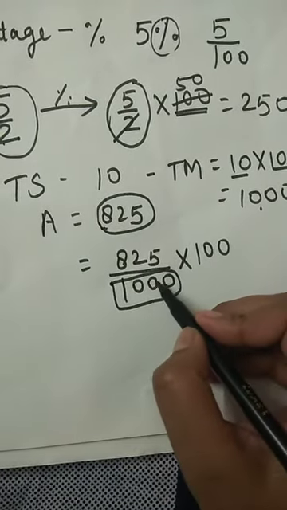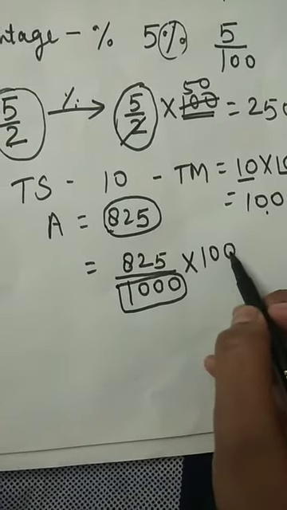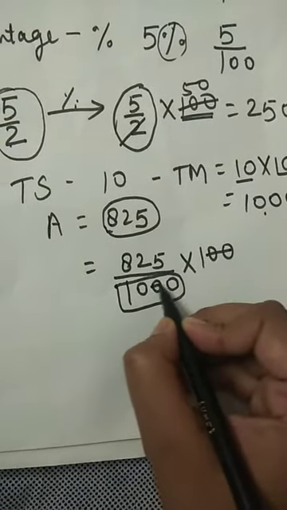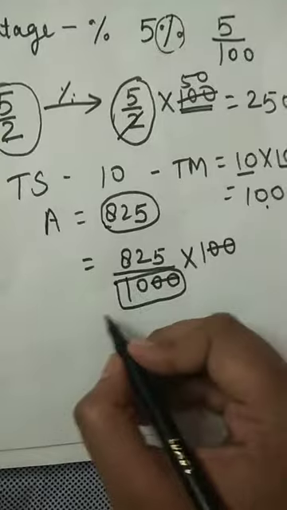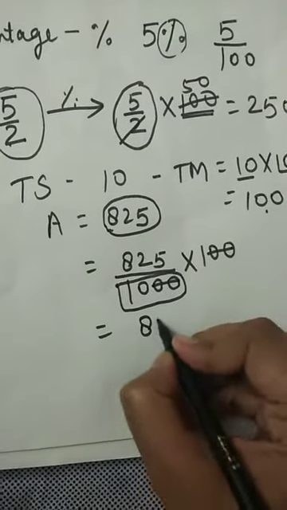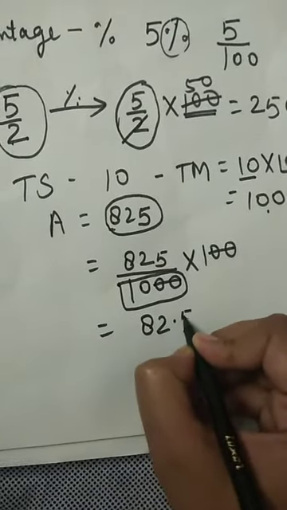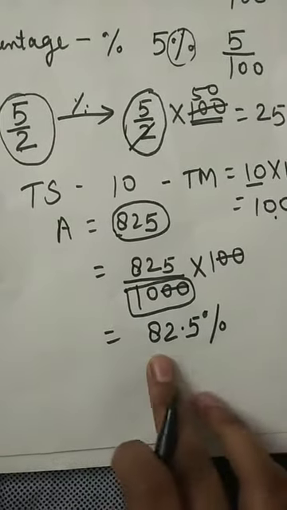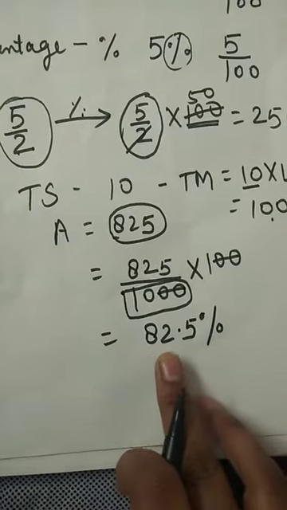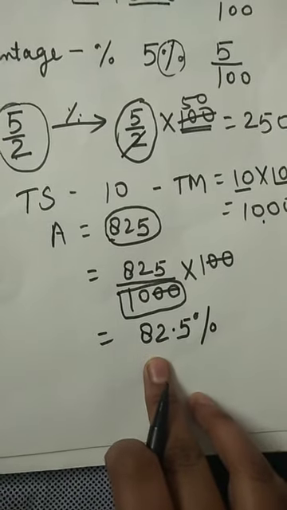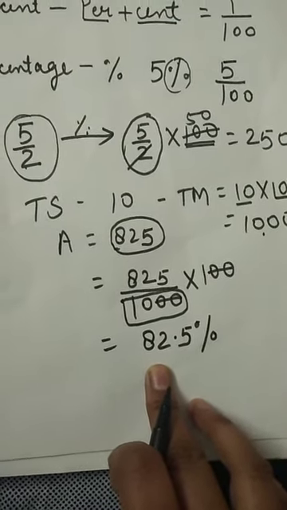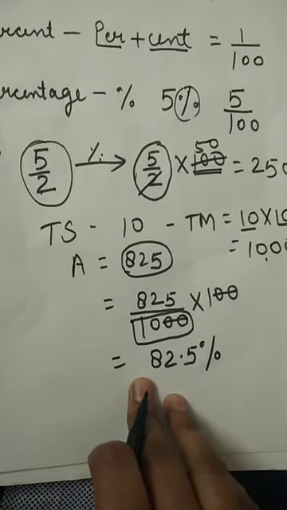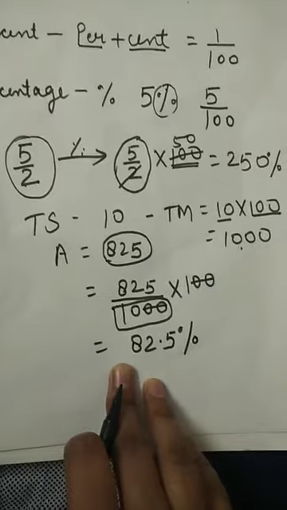Now we have to convert this in percent. So we will cut this 20 with this 20, and you can see that student A got 82.5% out of 100% in his or her result. So this is how we calculate percentage. I hope all of you are clear with this.